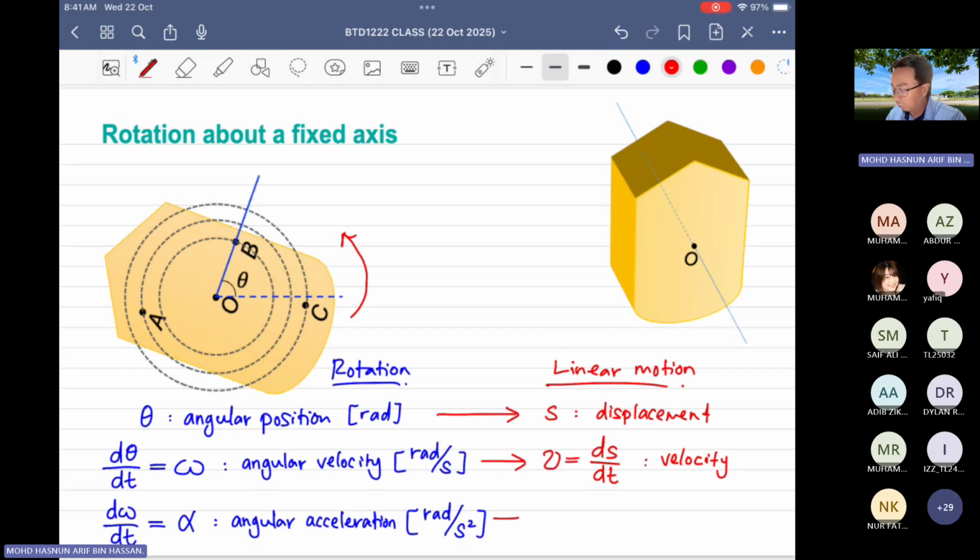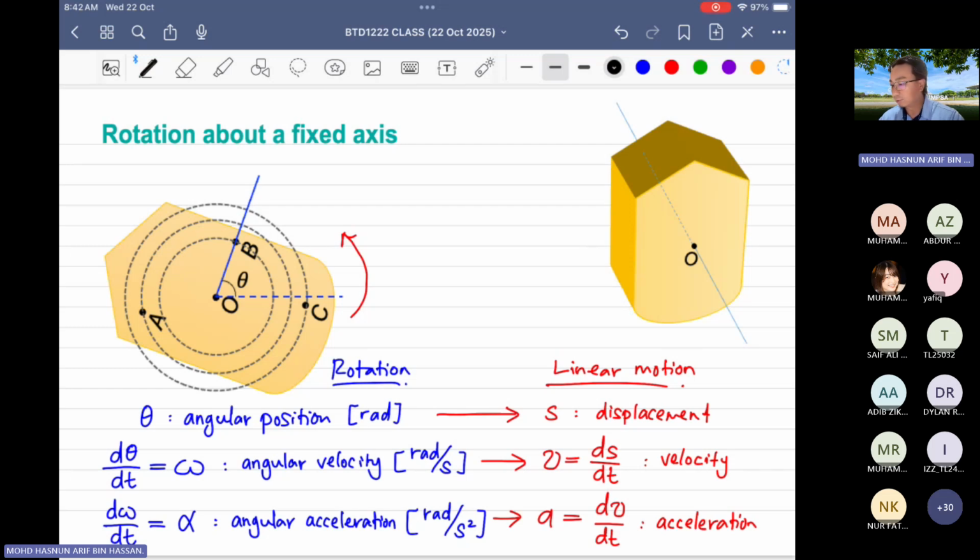Similarly, for linear motion, we have a, which is acceleration, given as the differentiation dv over dt. So this is acceleration or linear acceleration. This is what we have learned in the previous class. And also, we have learned an equation in the previous class.